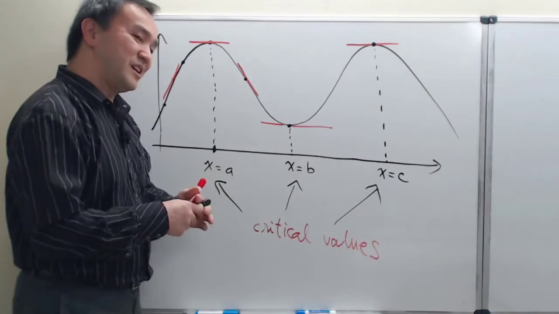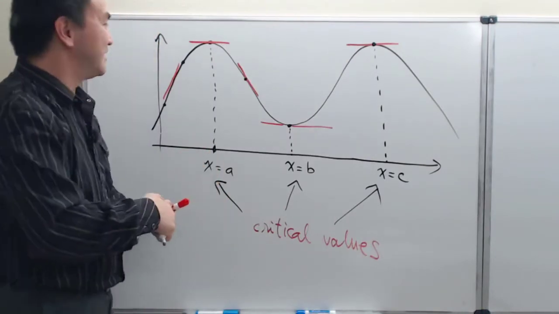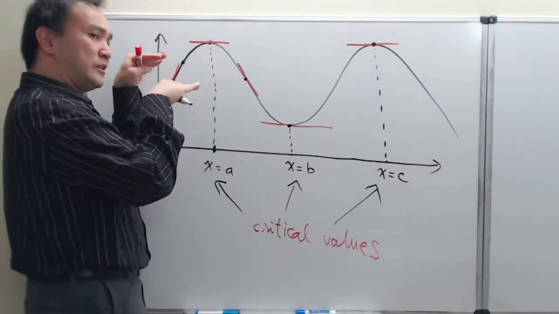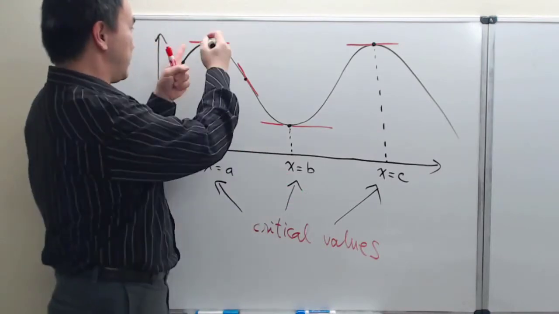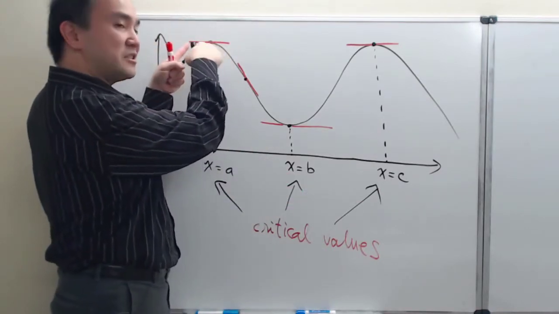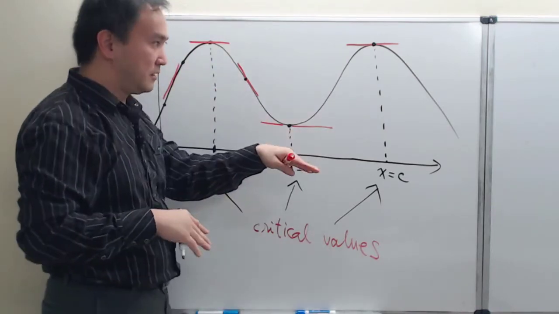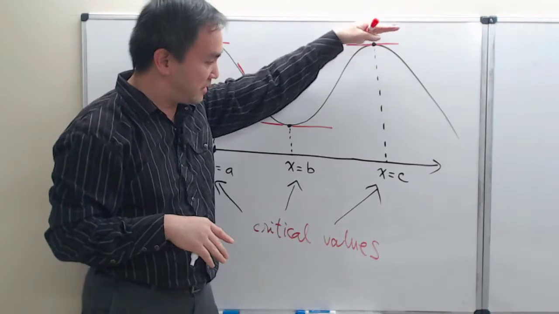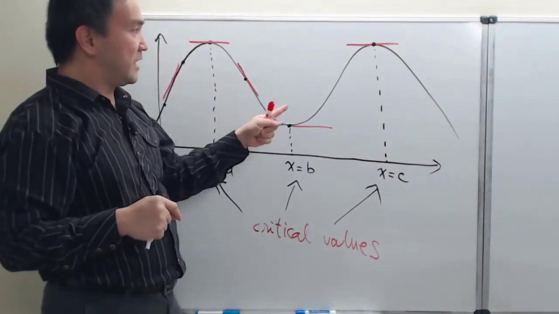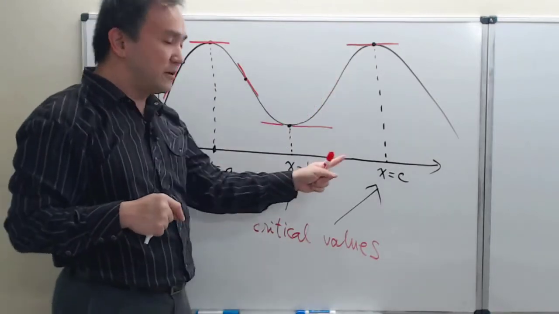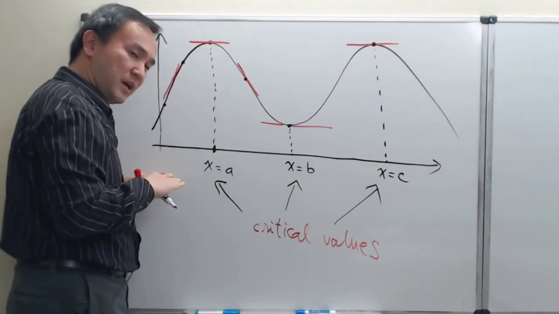Now let me put that into a more mathematical approach. Horizontal tangent line is just a graphical description, but it means the slope of this tangent line is 0. The slope of that tangent line is 0, and the slope of this tangent line at that point, x equals c, is also 0. So one thing in common throughout all these three different critical values is that the slope of the tangent line there hits 0.